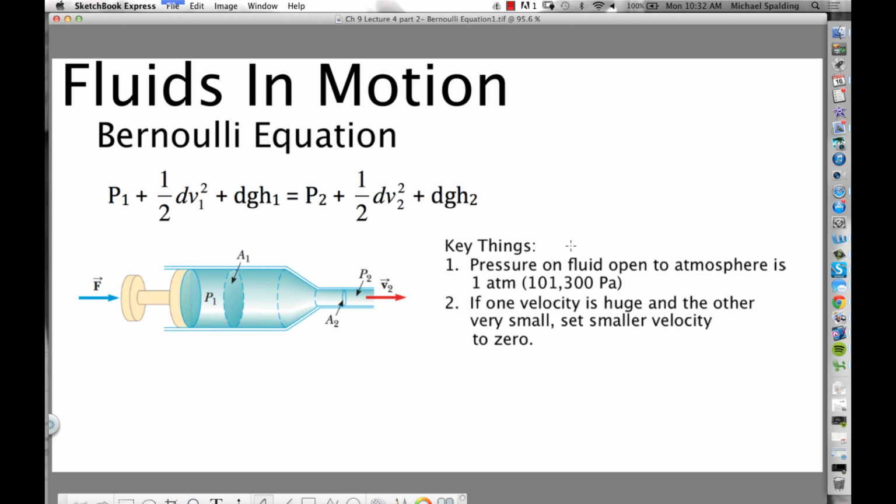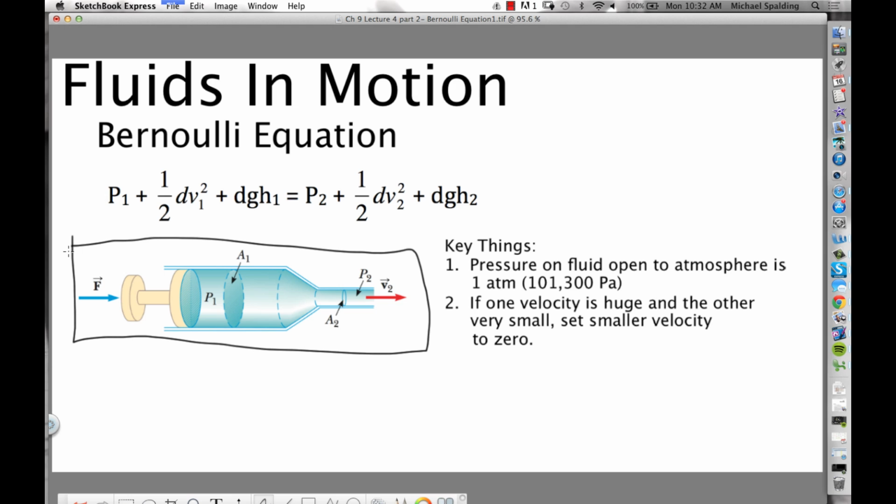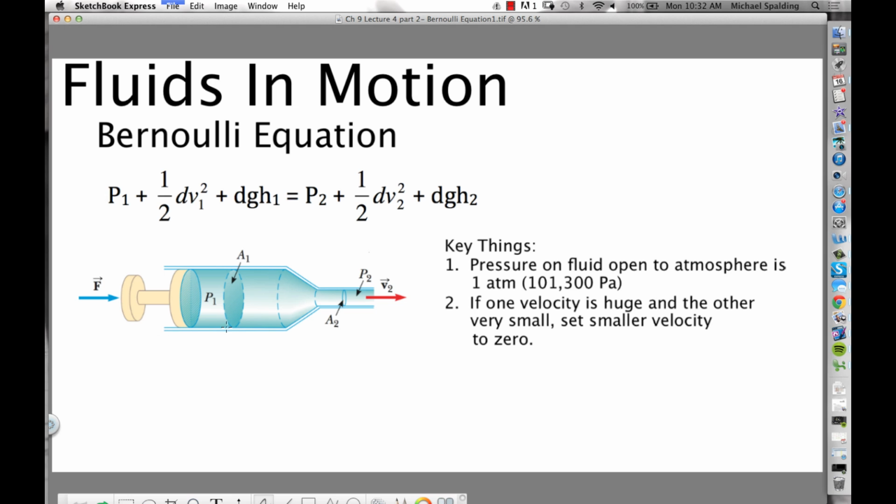So here's an example. I have this diagram. This is actually from a homework problem. So looking at this fluid, there's two regions. We have region 1, which is the fat part, and region 2. Which of those two regions is open to the atmosphere? Region 2. If you look at this pipe right here, this is totally open to the atmosphere.